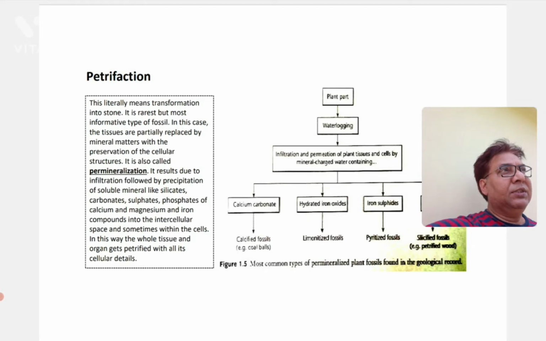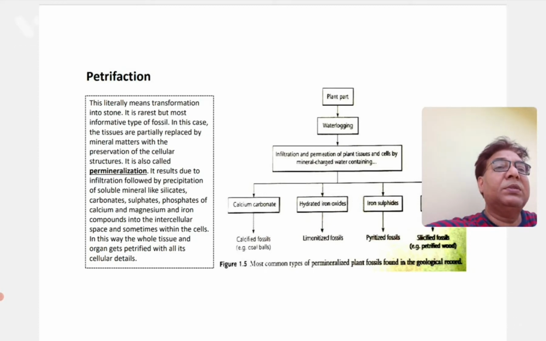Petrifaction, as the name suggests, is a process of stonification, transformation into stone. It literally means that the plant material, after death, when it is being preserved, is gradually transformed into a very solid, stone-like structure. But the interesting thing is that this type of fossil keeps the anatomical and cellular details of the plant material. It's a process of permineralization, in which minerals get infiltrated or impregnated within the fossil.